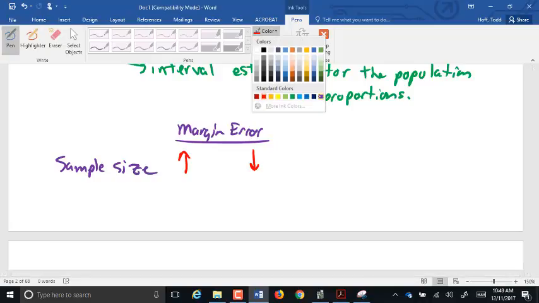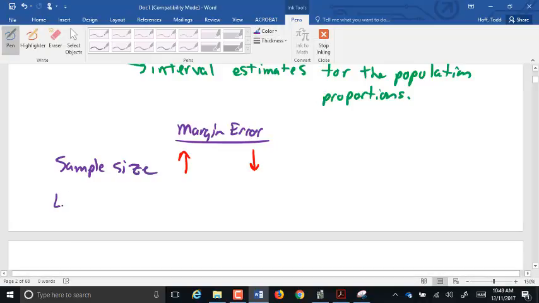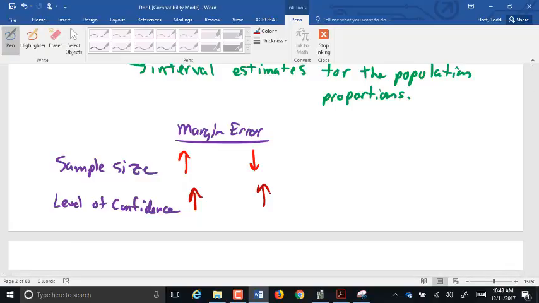And then the level of confidence, this is a direct relationship. The larger the level of confidence is, the larger the margin of error is going to be. So at a 90% confidence, we will have a smaller margin of error than we would at 95% confidence. Because that confidence level gets larger, the margin of error would have to get larger with it.